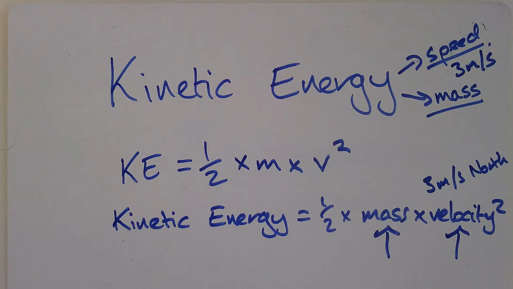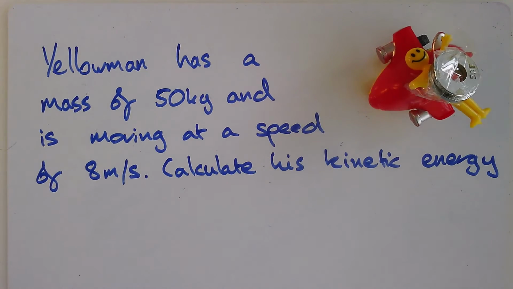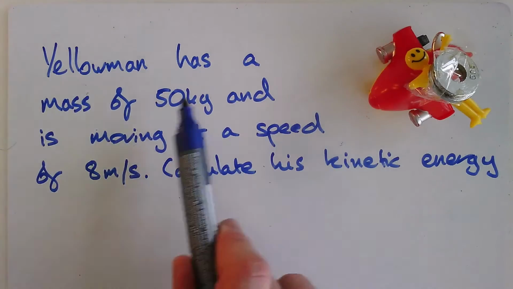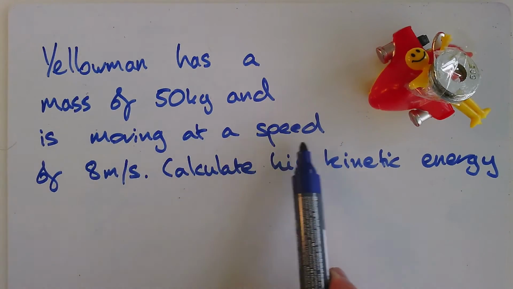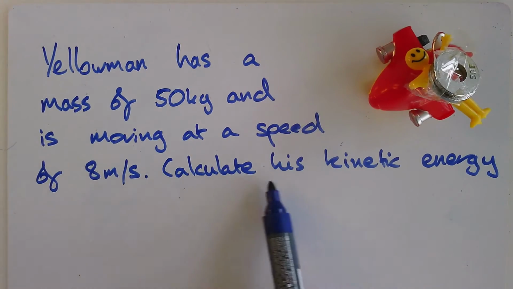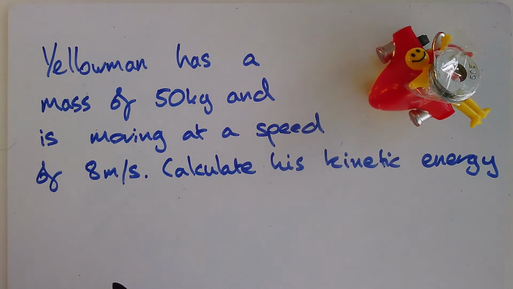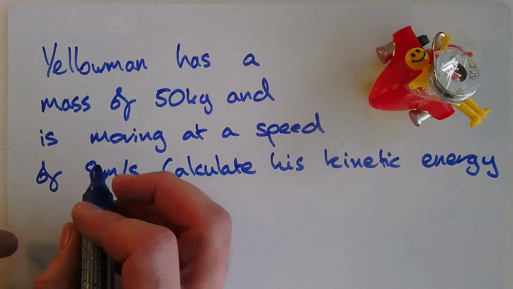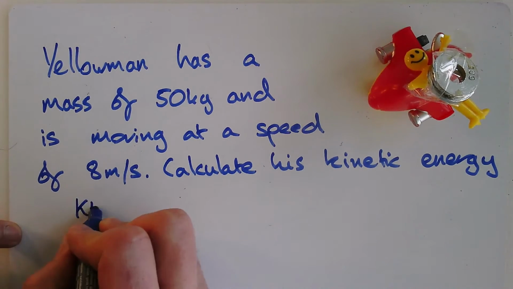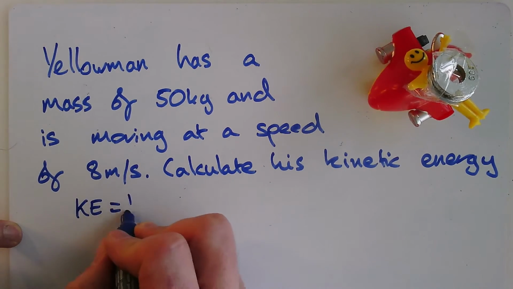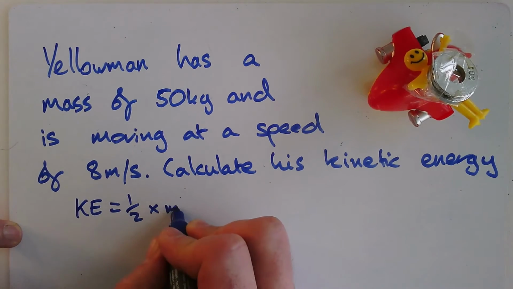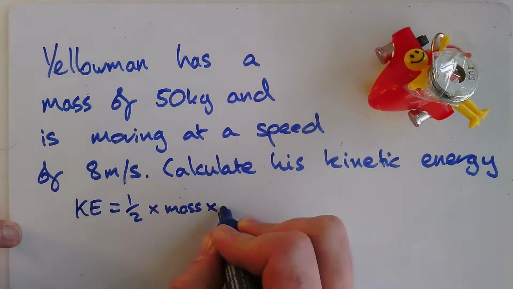Okay, so I think what we need to do is look at some examples so that you can get your head around how this works. So this problem, Yellowman has a mass of 50 kilograms and is moving at a speed of 8 meters per second. Calculate his kinetic energy. So first thing we do is go, right, we know what the kinetic energy equation is, and it is KE is equal to 1/2 times mass times velocity squared.